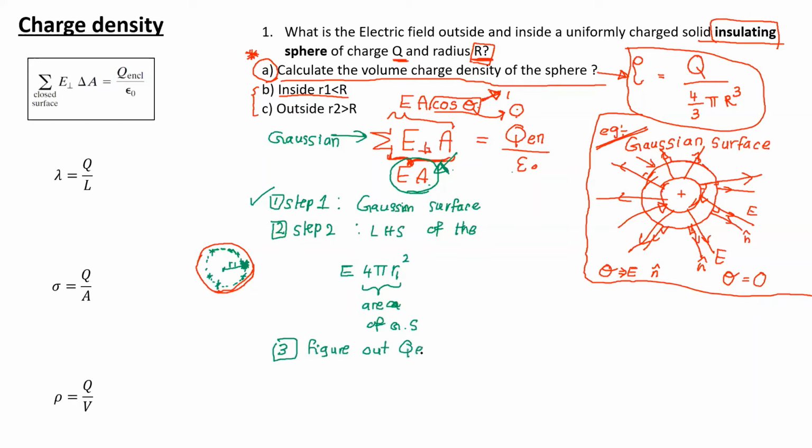We have to do the right hand side, but before that we have to know what the enclosed charge is. In other words, we have to figure out the right hand side of the equation. So what is Q enclosed? What does that mean?